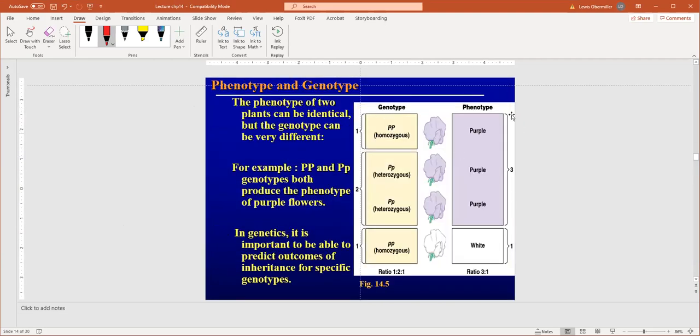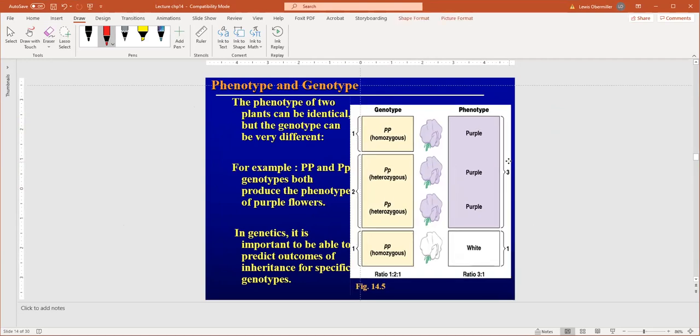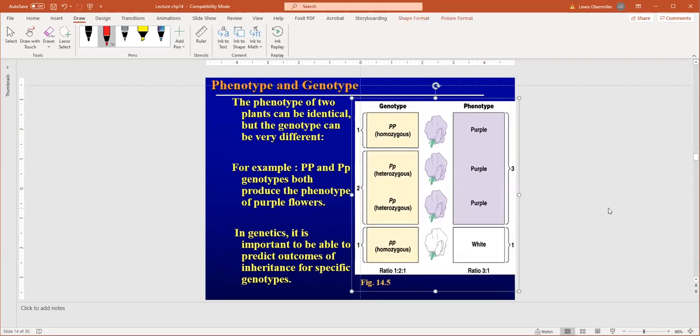And then we just talked about this. So you could memorize the ratios. It's much easier to do that. And then you don't really need the Punnett square for the smaller ones.